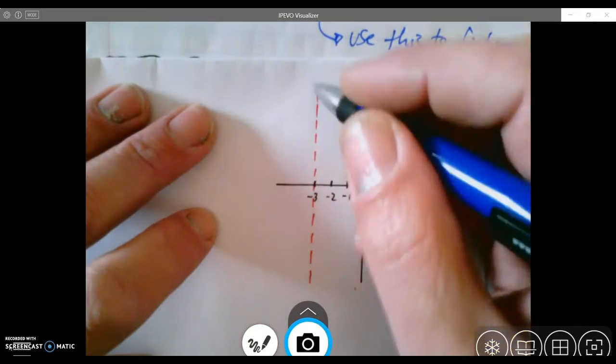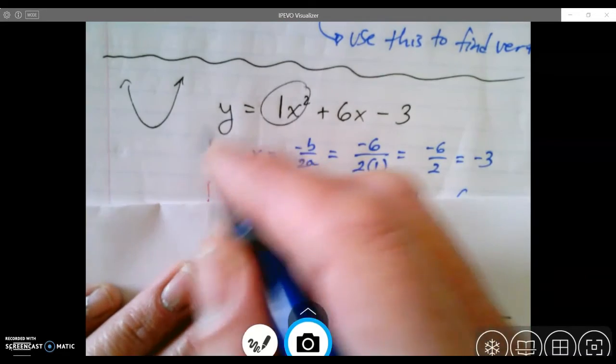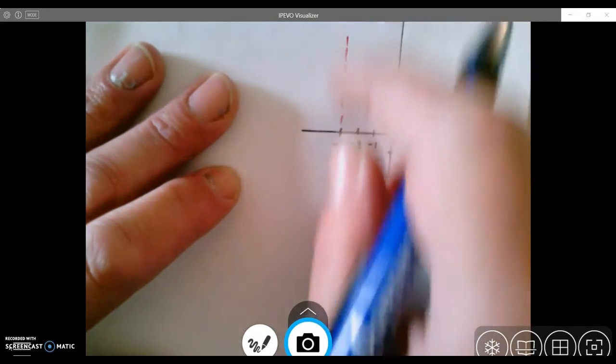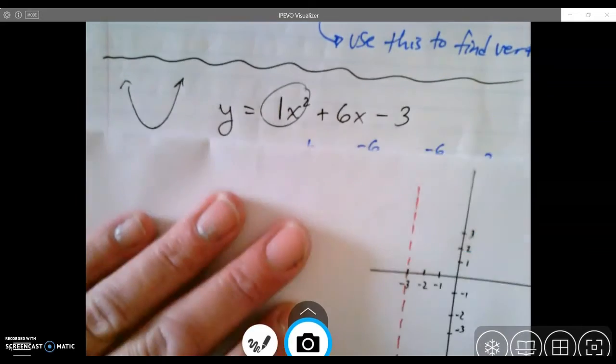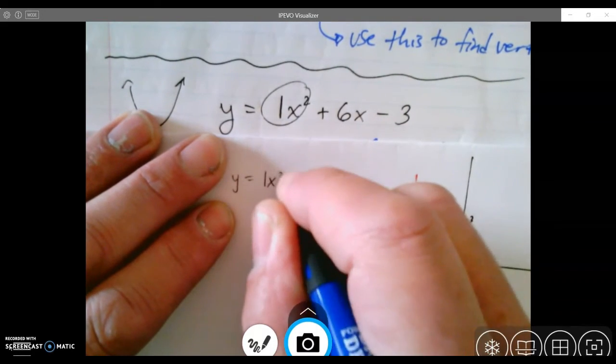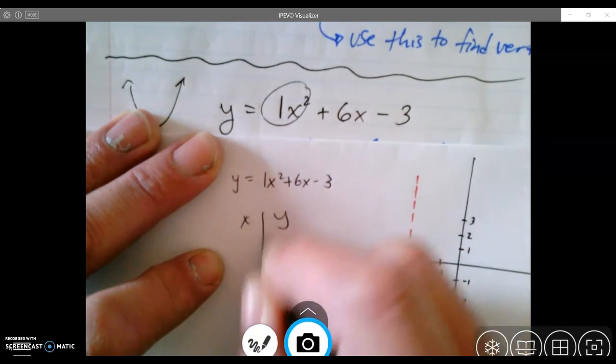The problem is, the vertex is somewhere along this line of symmetry. We already said we know what shape it is, but we really don't know how low it is. Okay, I have no idea until we check it. So to do that, I'm going to take my original equation. I'm going to make a table of values here.